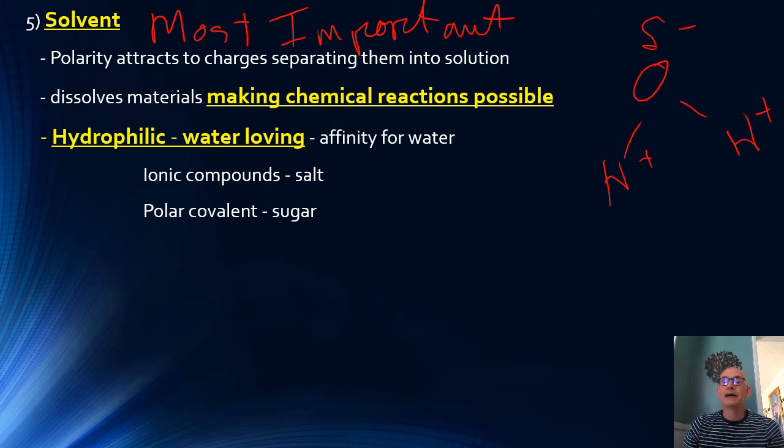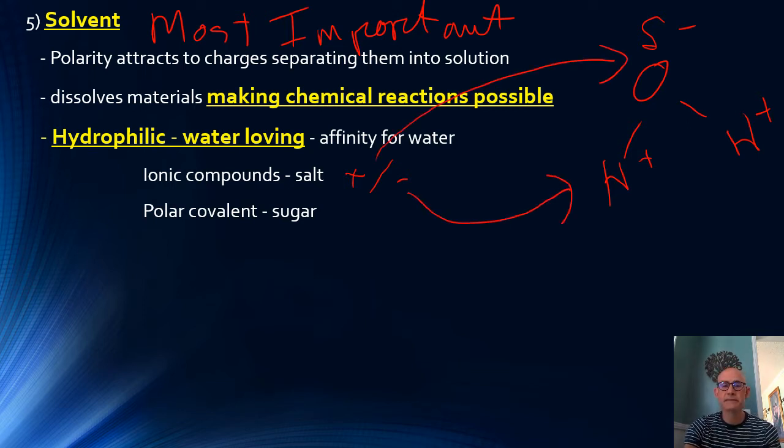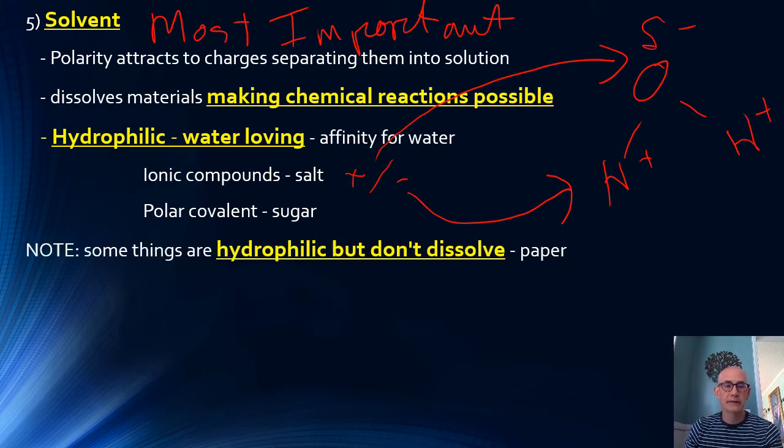And that's because of the charges in the ions: the positives will be attracted to the negatives, and the negatives will be attracted to the positives, and the same thing with other polar compounds. They have a slightly negative, they have a slightly positive, and the opposites attract, allowing them to interact.